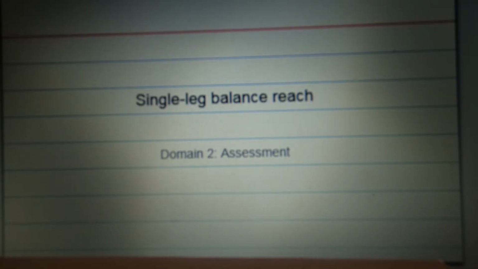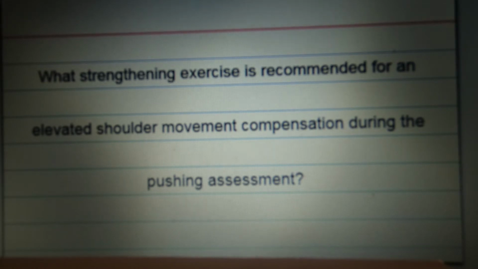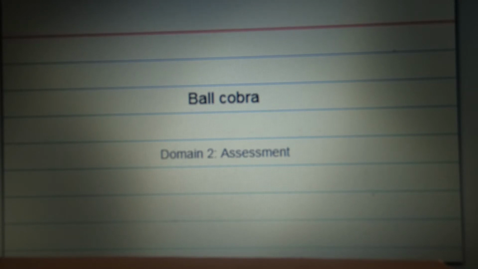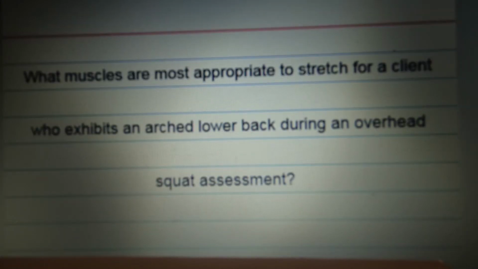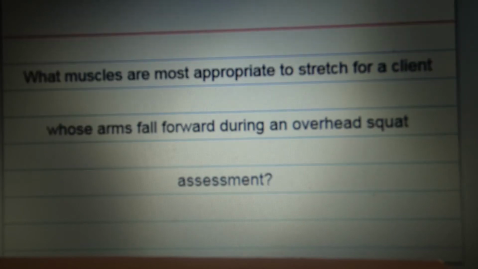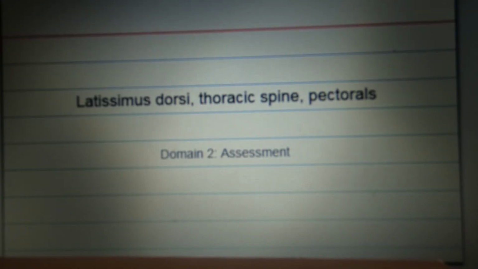What strengthening exercise is recommended when a client's feet turn out on the overhead squat assessment? Single leg balance reach. What strengthening exercise is recommended for elevated shoulder movement compensation during the pushing assessment? Ball cobra. What muscles are most appropriate to stretch for a client whose arms fall forward during an overhead squat assessment? Latissimus dorsi, thoracic spine, and pectorals.